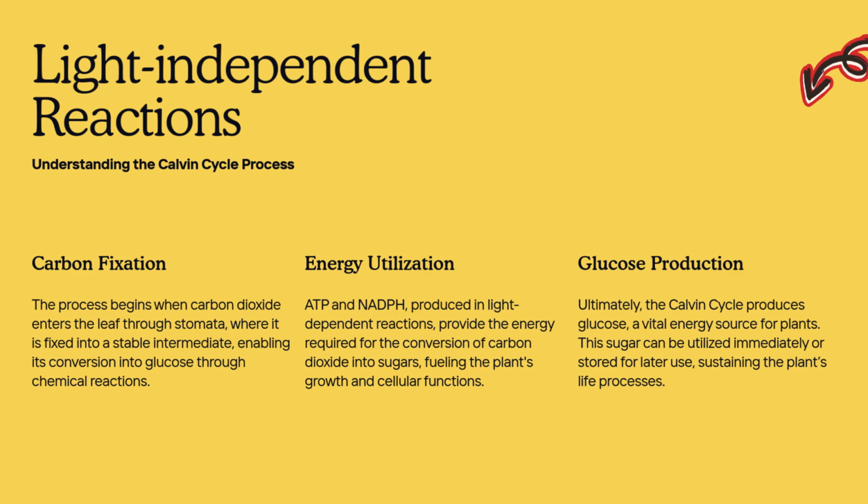Step 4: production of glucose. Some of the G3P molecules are used to form glucose, which is the food for the plant. Plants use glucose for energy, growth, and making other important substances like starch and cellulose.